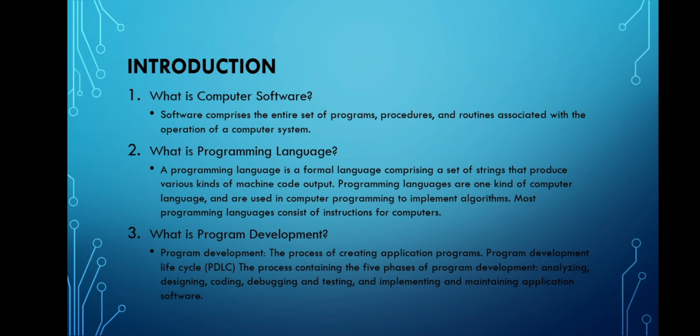What is program development? Program development is the process of creating application programs. The program development life cycle is the process containing the five phases of program development: analyzing, designing, coding, debugging and testing, and implementing and maintaining application software.